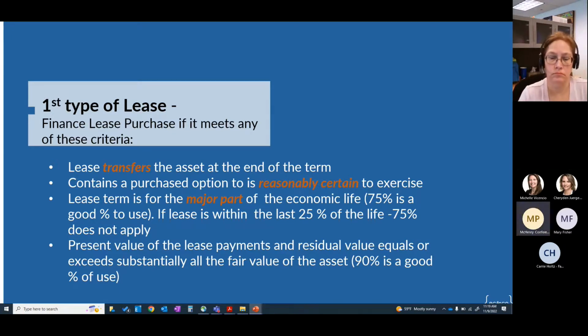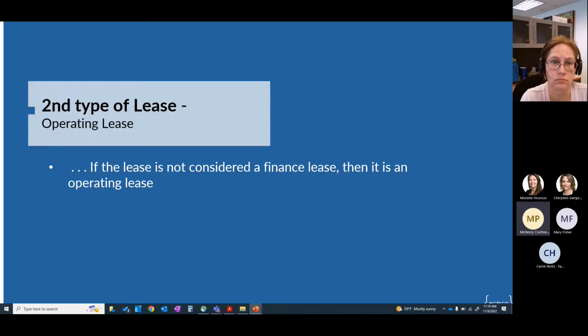So again, if it meets any one of these, then it will be considered a finance purchase and we're done with that part. If you go through these and none of these apply, then by default, it's going to be considered an operating lease. And so you'll fall into this second category of a lease. We'll get into it in a second and you'll see the way they get treated on the financial statements is somewhat similar. The disclosures are somewhat similar, but there are a few differences as far as the actual journal entries and accounting for these two leases. But we will get into that.